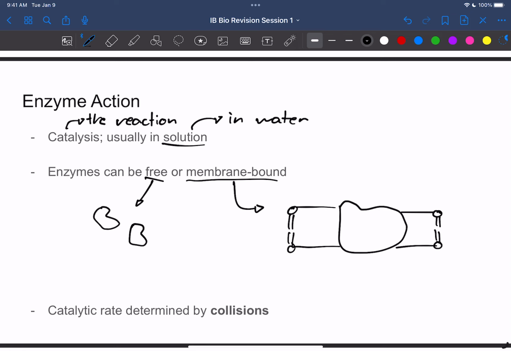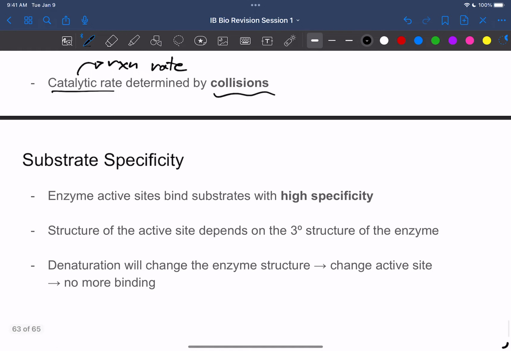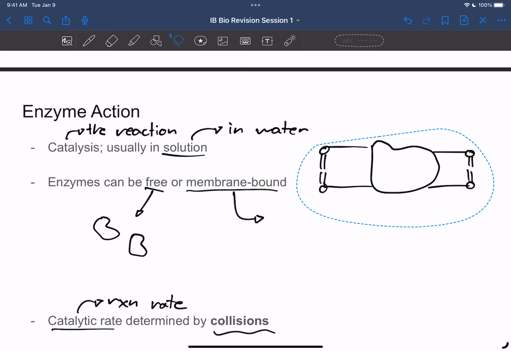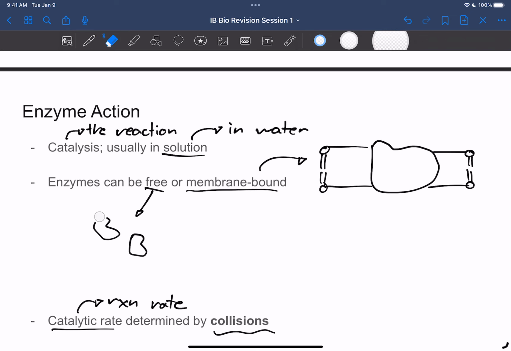And the catalytic rate of it, so the reaction rate, my abbreviation for reaction is RXN, is determined by collisions. So I'm going to talk about collision theory in a second. But before I do, I'm just going to write out the general sort of reaction that an enzyme has with the substrate, just to jog your memory a little bit.